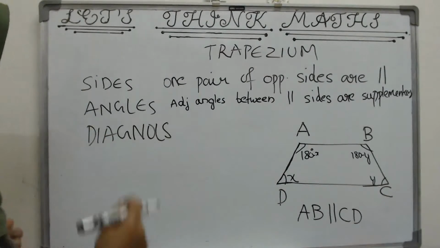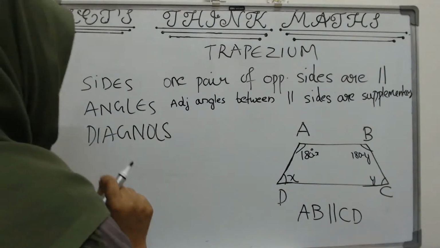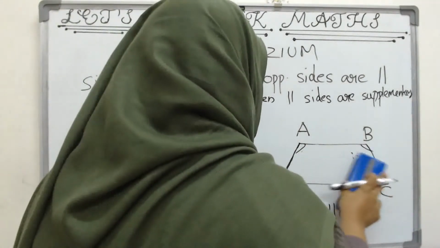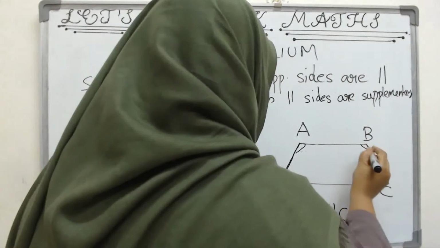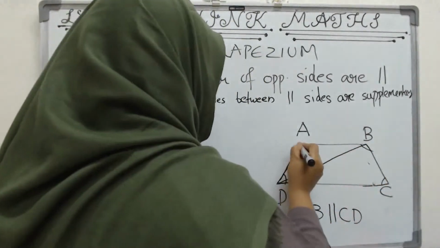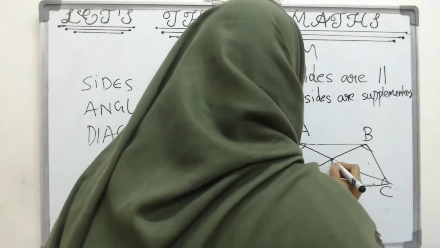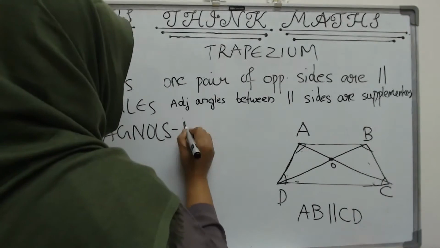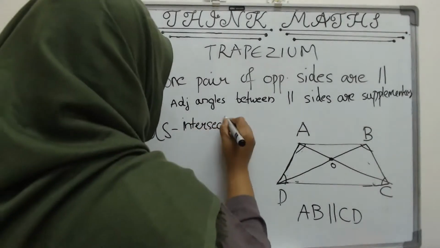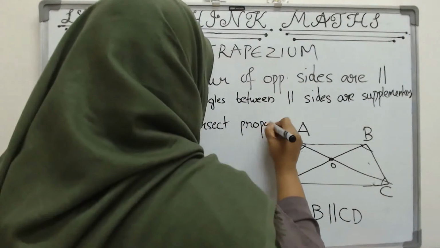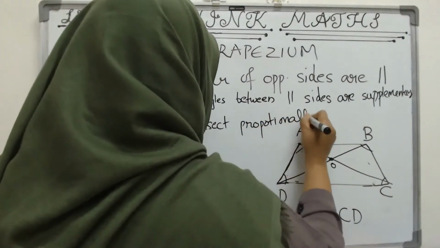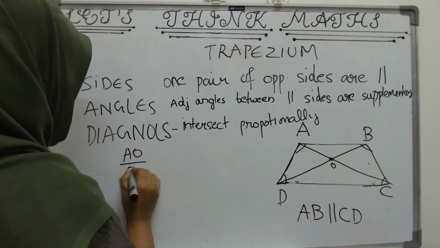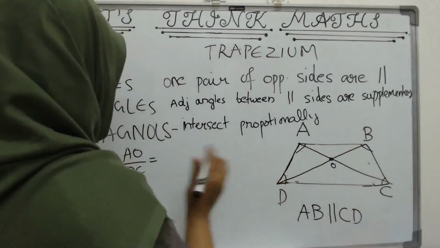And this brings us to the third thing, which is the diagonals. The property of the diagonals is that the diagonals will intersect proportionally. And how will that look like? There you have one diagonal, there you have another diagonal, their meeting point O, and now what we know about the diagonals is that they intersect proportionally. And what does that mean? That means that AO by OC will be equal to BO by OD.